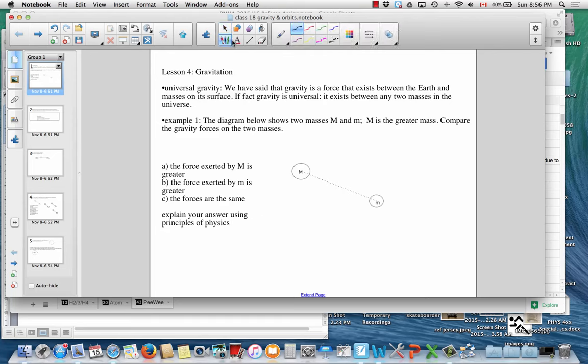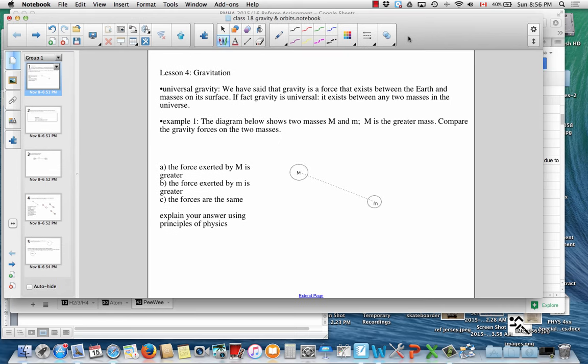Okay, our next topic is gravitation and the orbit problem. Now, we have thus far focused on the gravitational force that a mass experiences on the surface of the Earth, but in fact, gravity is universal, and you have a force of gravity between any two masses in the universe, an attractive force. So here we have two masses, say a bigger one and a smaller one, and there's a force of gravity between them.